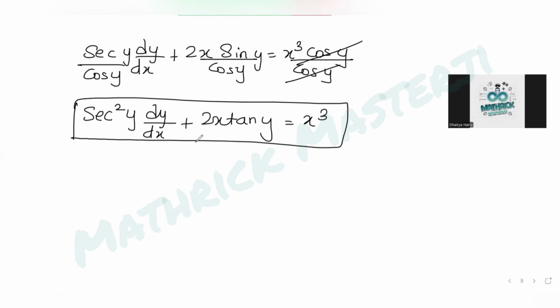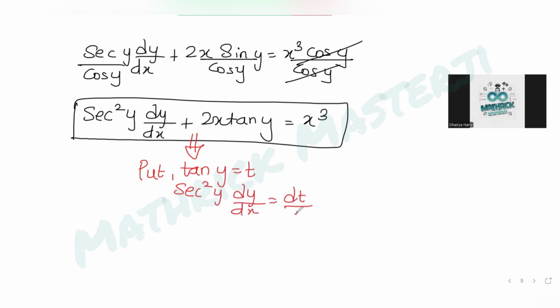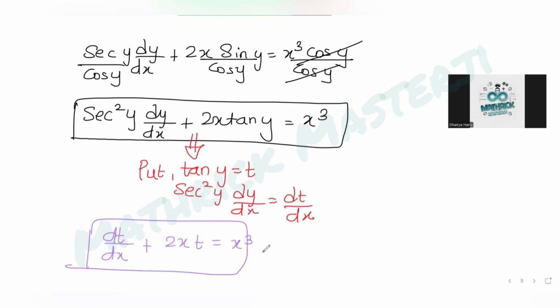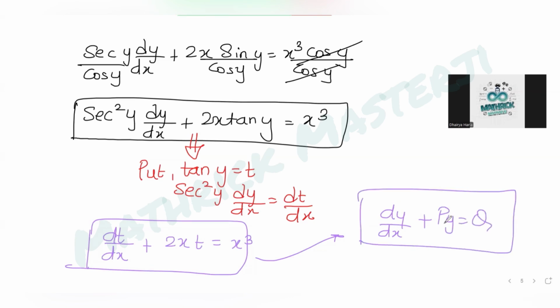Now here, what I can do further is put tan y as, let's say, t. In that case, sec squared y dy over dx will become dt over dx. So from here we get dt over dx plus 2xt equals x cubed. I have my differential equation in this form, so I can compare it with dy by dx plus Py equals Q, where instead of y I have t here. In that case, my P becomes 2x and my Q becomes x cubed.